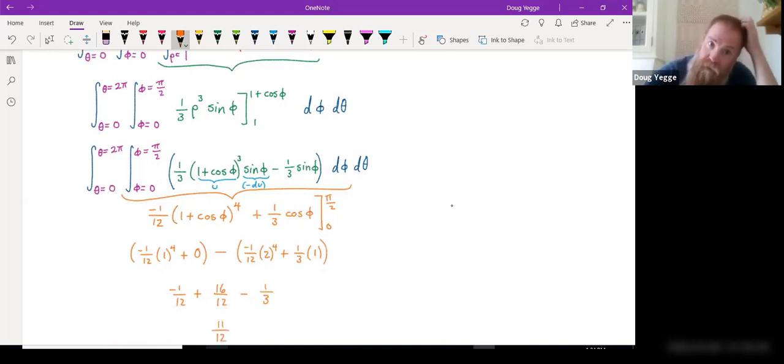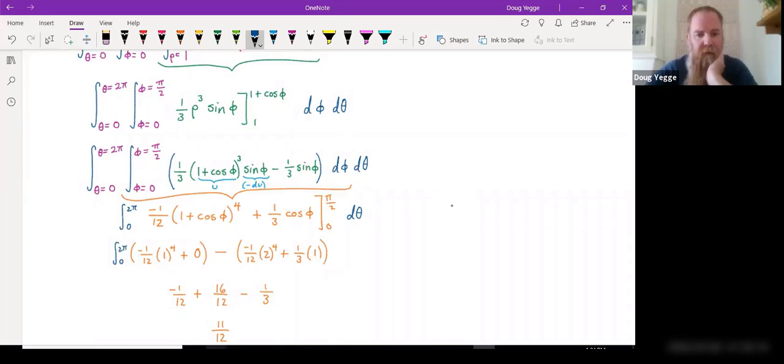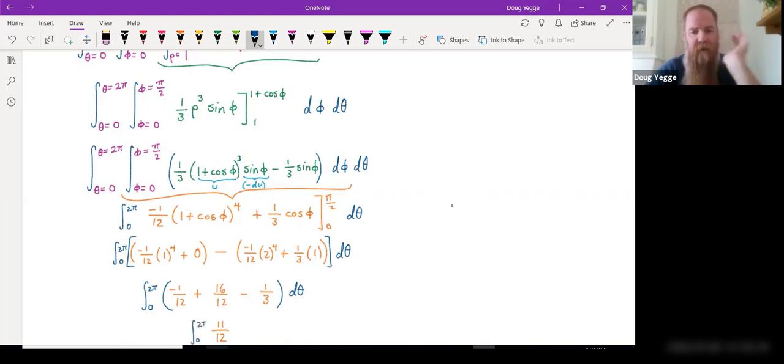Now we just have to realize that whatever that quantity was, we are now taking the integral from 0 to 2 pi with respect to theta. Make sure to have that in every step along the way here, and make sure to group these in here. And lastly, that just means that the last step is to integrate 11/12 with respect to theta.